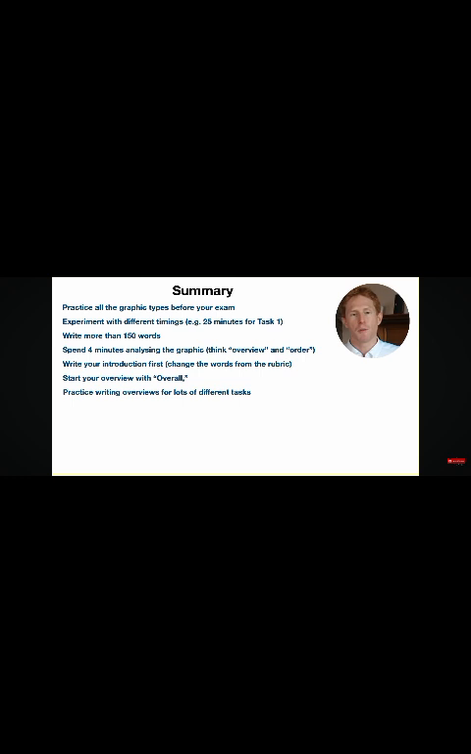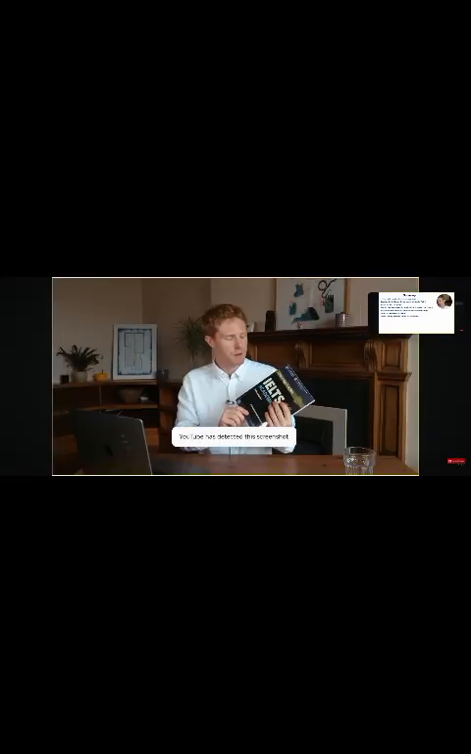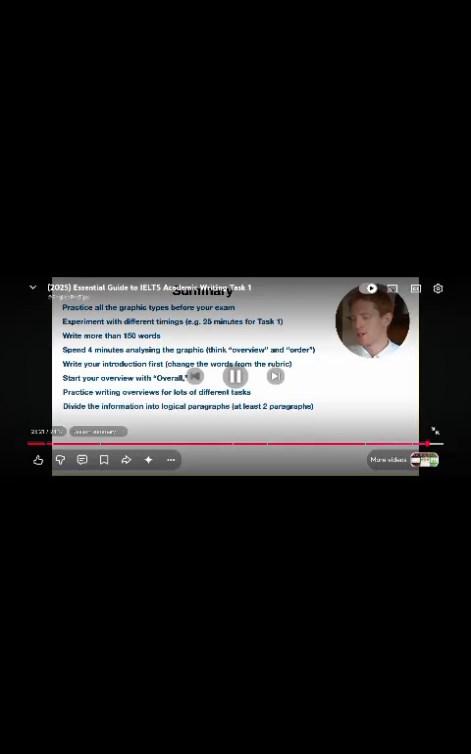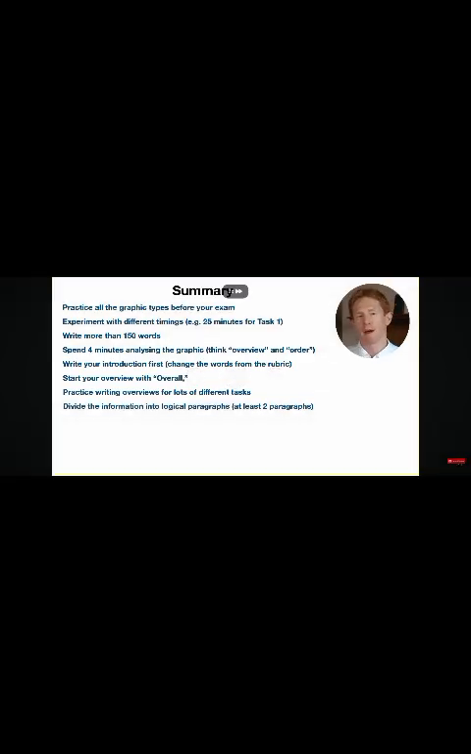A good idea is to practice writing lots of overviews for different tasks. You can find that in this kind of book, the Cambridge Past Papers. Divide the information into logical paragraphs. You need to make a decision about what should be in each paragraph and make sure that you write about each category. Don't, for example, forget to talk about American football.